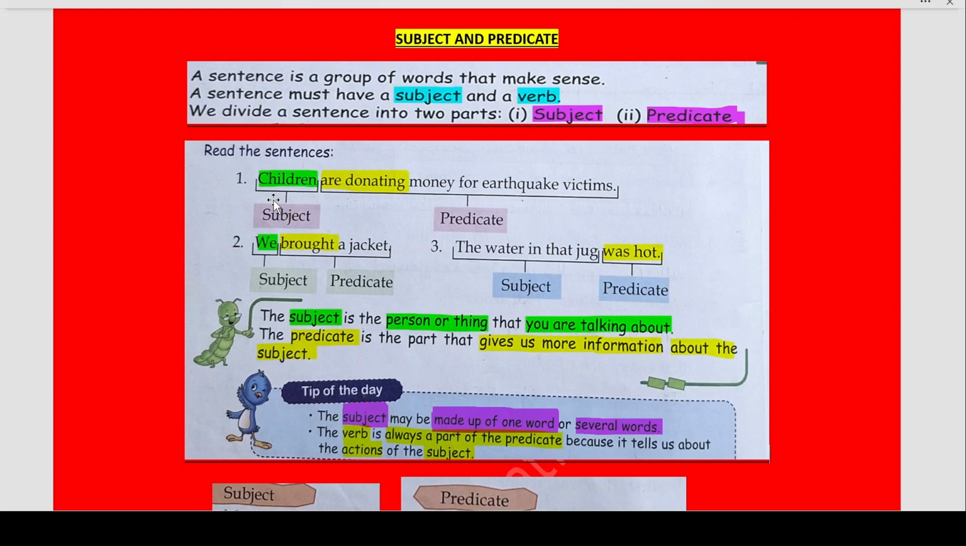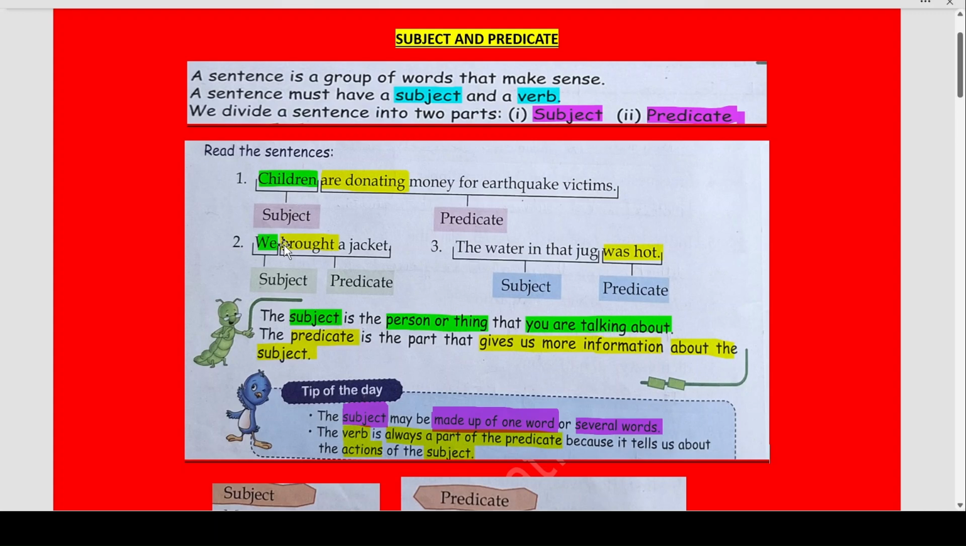Now, before going over to predicate part of the sentence, one very important thing that you need to keep in mind is that the predicate part of the sentence always has the verb in it. Now, once we understand that the predicate part of the sentence contains the action word or the verb, then it is easy to identify the predicate part of the sentence.